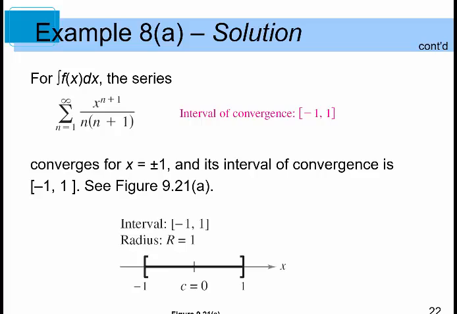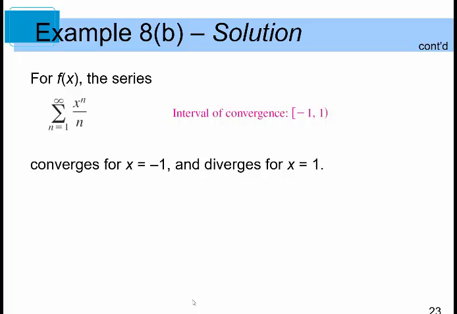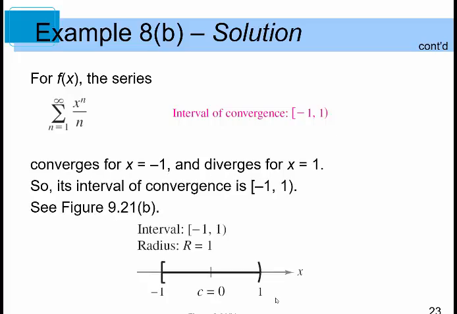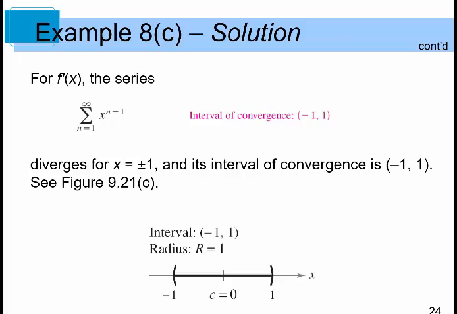For the integral, this series right here, the summation of x to the n plus 1 divided by n times n plus 1, has an interval of convergence including both endpoints. It converges at x equal to plus and minus 1, and its interval of convergence looks just like this. For the general series, the interval of convergence is inclusive of -1 but not 1, because it converges for x equal to -1 and diverges when x is 1. So the interval of convergence looks like this. And finally, the derivative diverges for x equal to plus or minus 1, and so its interval of convergence is the open interval -1 to 1, and it looks like this below.